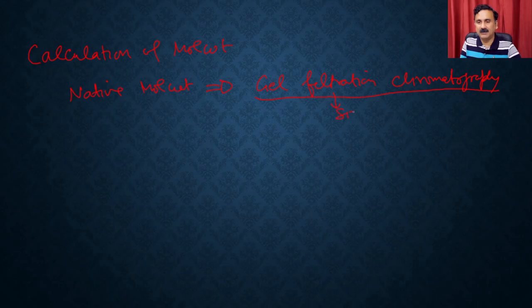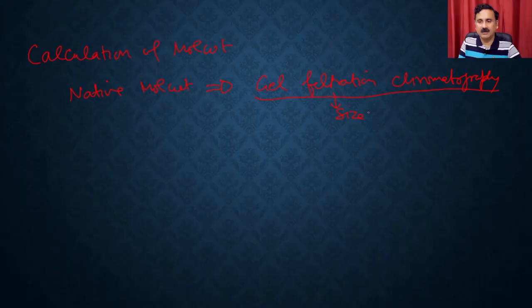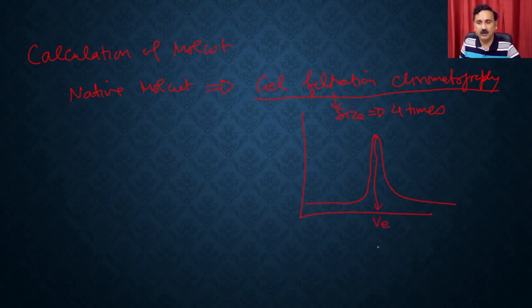So if it is based on size, then when you take one monomer and make four monomers, the size is going to be 4 times, right? That's why it gives you a pattern, a peak, which tells you the size at which the protein is eluted. This is called the elution volume. Utilizing this information and the distribution coefficient, you can calculate the molecular weight of this particular protein, and that is called the native molecular weight.